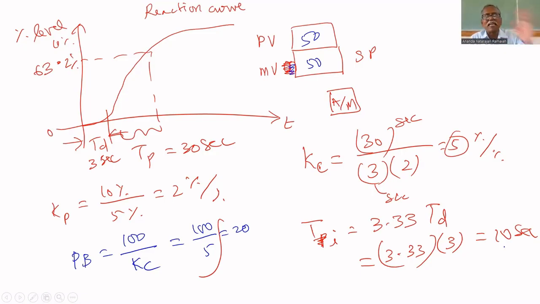Now, if any error comes, the controller will take action. What is the present process variable? 50. What is the set point? 50. Therefore, no error. That's why it will give 0 plus 50. Already bias is 50, it remains 50. Let us assume that it is at 50.